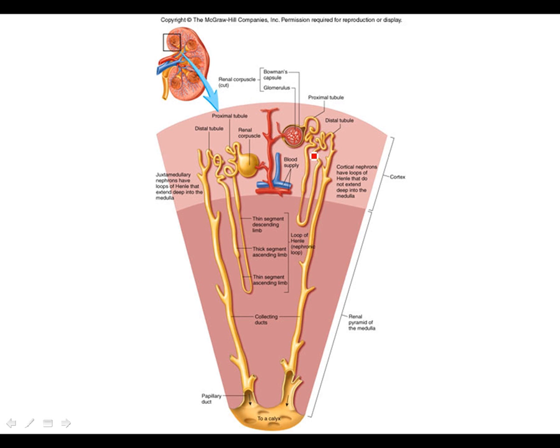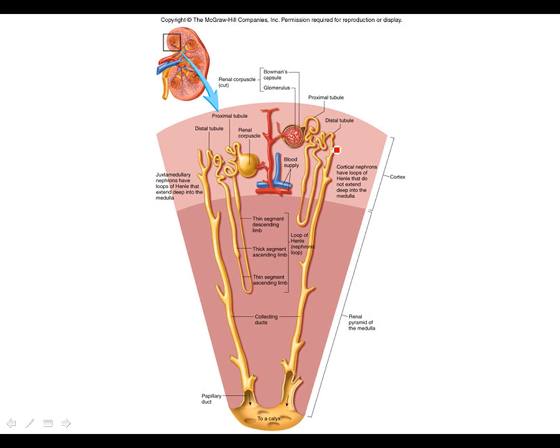Then it goes into the loop of Henle. This part right here is the loop of Henle. So it goes down and then it comes back up. This is the ascending part of the loop of Henle, and the descending part of the loop of Henle. Then it becomes the distal tubule. The distal tubule is the part of the tubule that is more distant from the renal corpuscle.